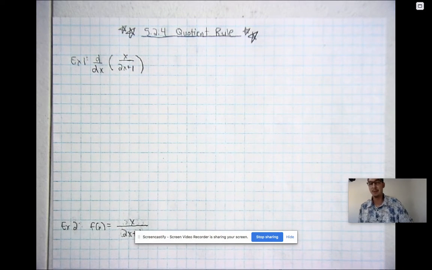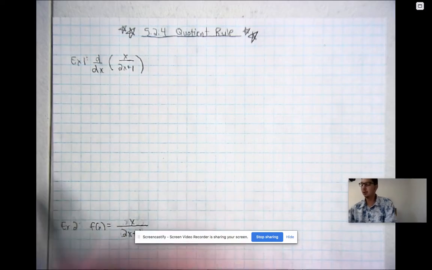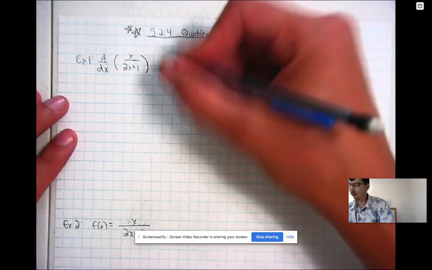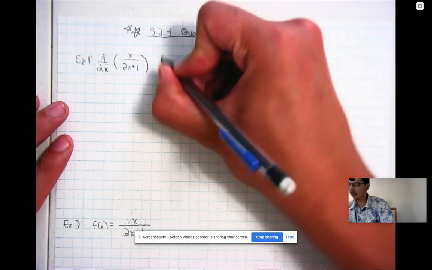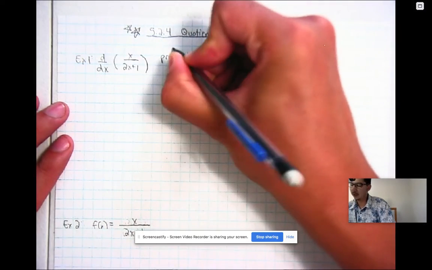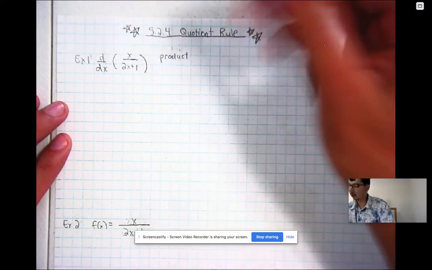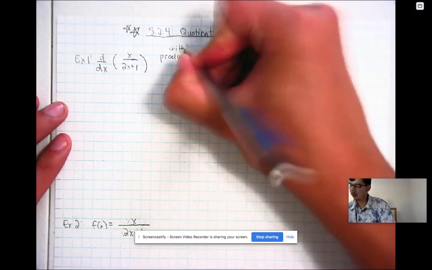So before we get there, let's look at this function here. Let's do the derivative with respect to x of x over 2x plus 1. But let's do it with what we know, which is the product rule.